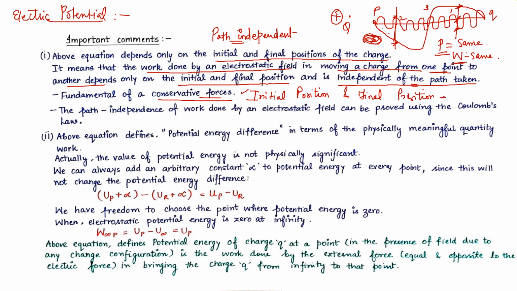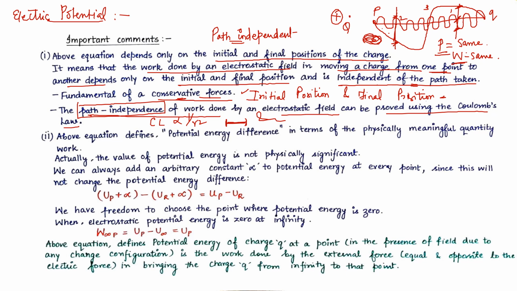Therefore, we can define these forces as conservative forces. Now, the path independence of work done by the electrostatic field can be proved using Coulomb's law. How these are path independent can be shown by Coulomb's law. Coulomb's law is proportional to 1 by r square. It is not proportional to the distance covered anyhow, only the straight line distance, considering the displacement, it is only dependent upon that.